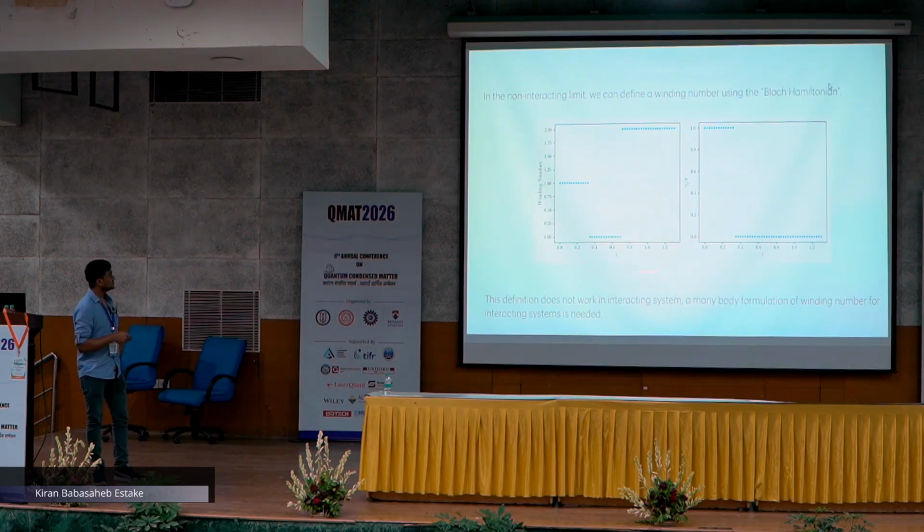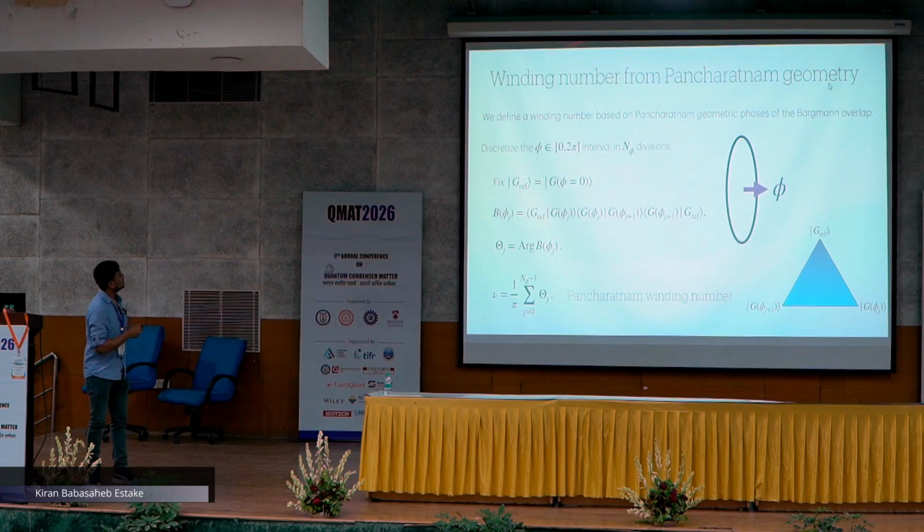Now why this is happening is, since the Berry phase is a complex phase, it is only defined modulo 2π, so it cannot differentiate between winding number 0, 2, 4 and so on, as well as it cannot differentiate between winding number 1, 3, 5 and so on. So this is a limitation of the many body Berry phase, and we need to overcome this. To do that, we define something called Pancharatnam's winding number, based on ideas similar to Pancharatnam's ideas.